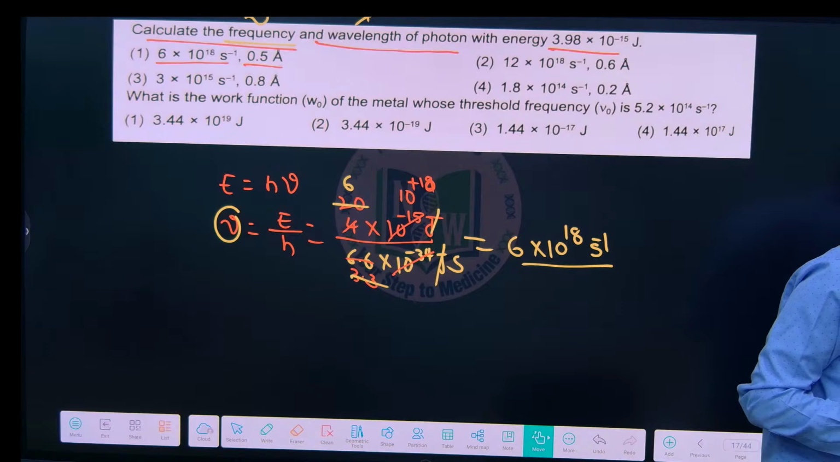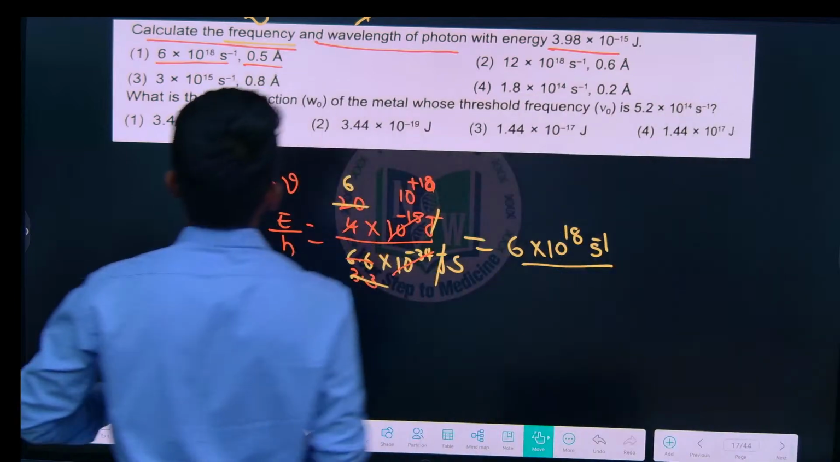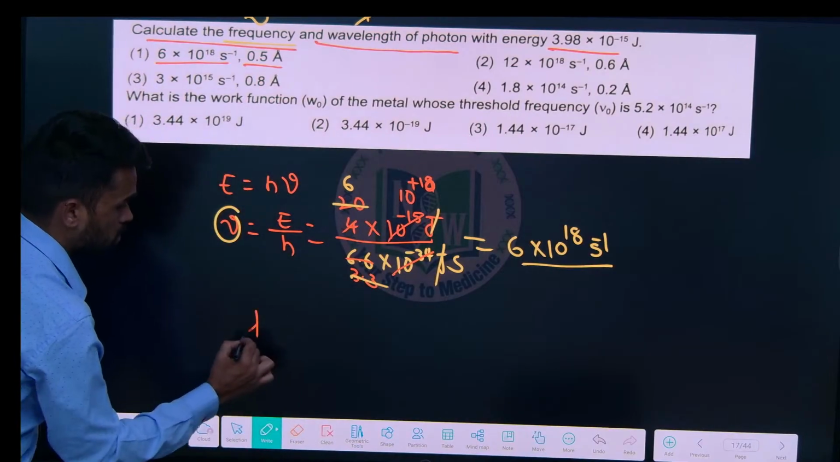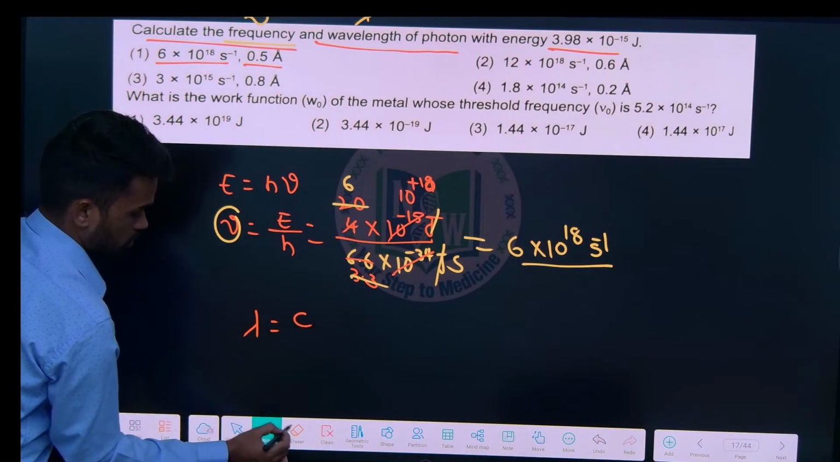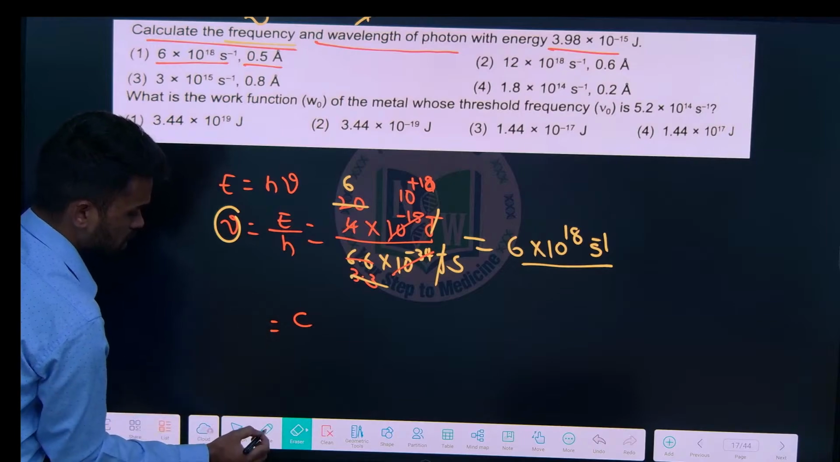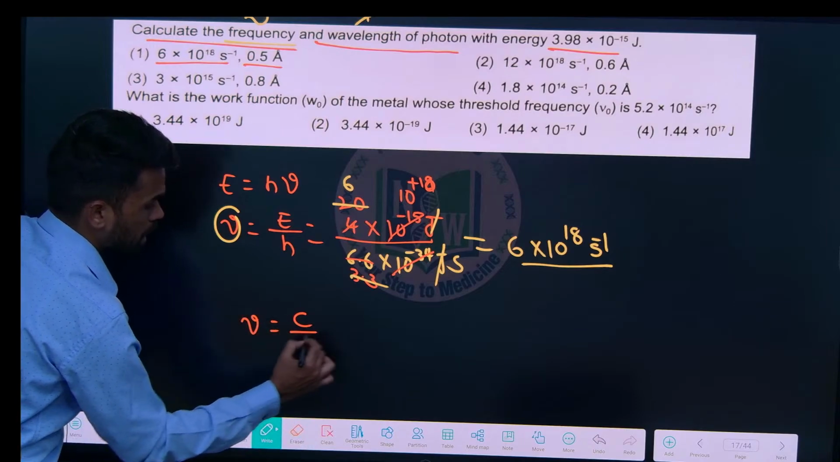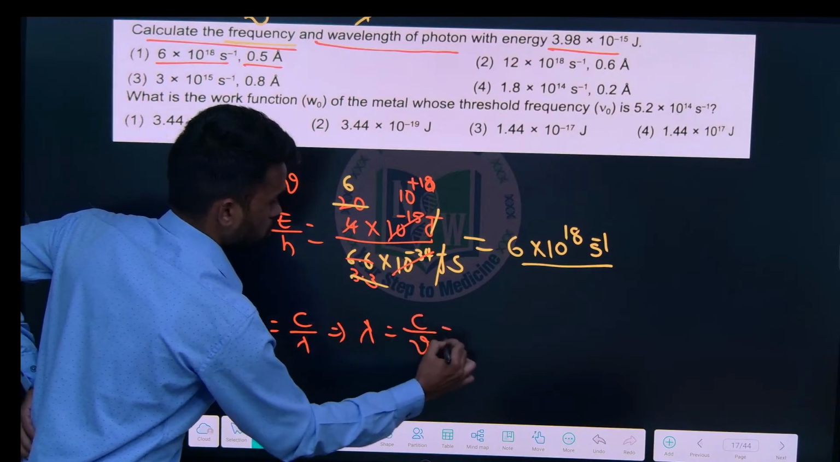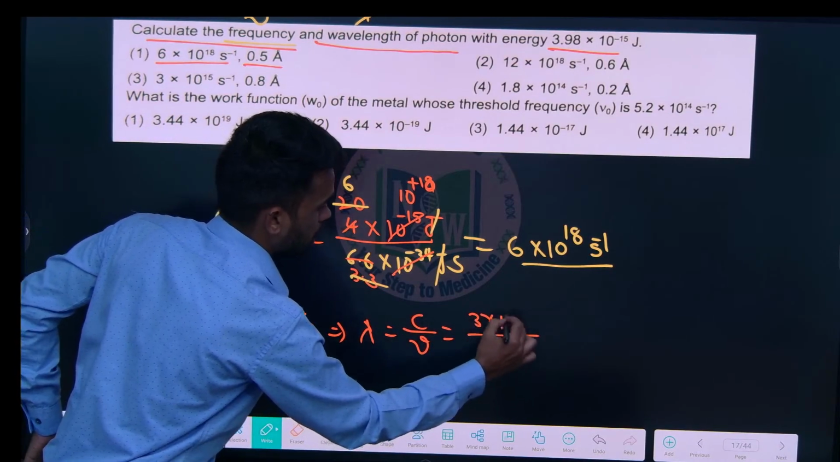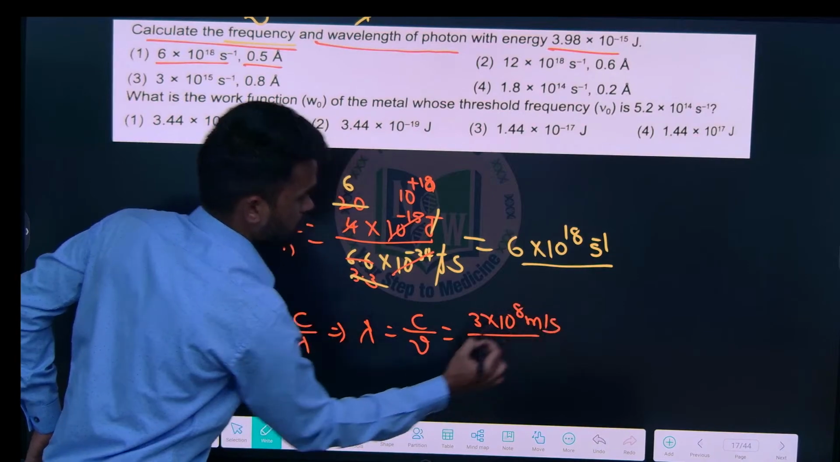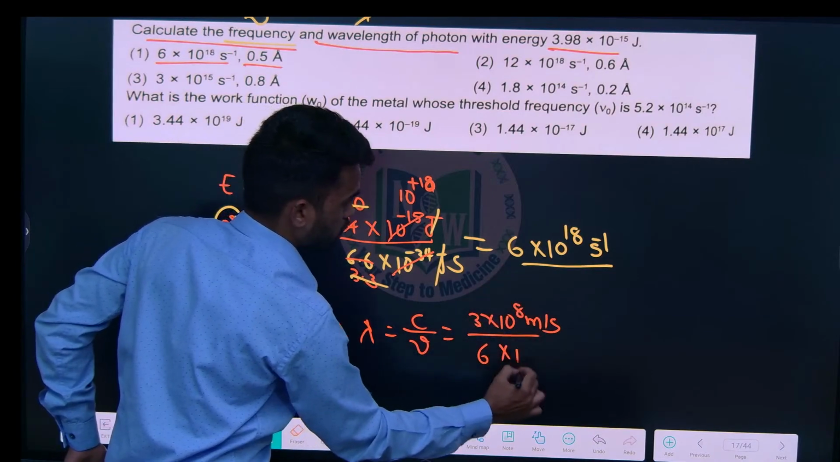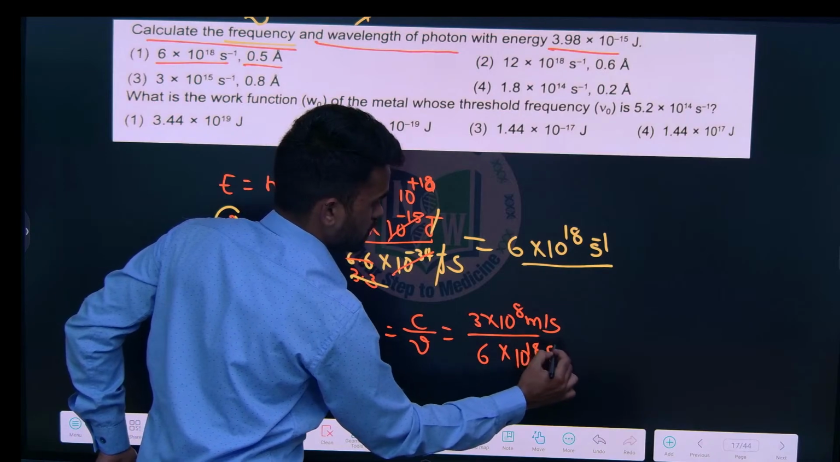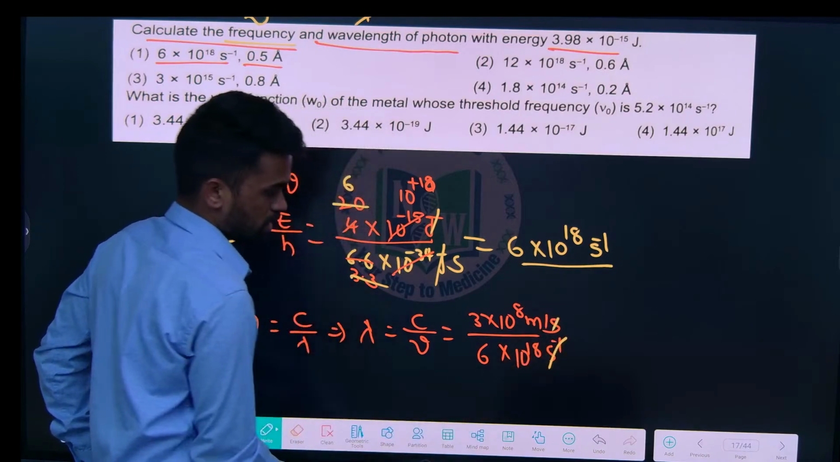0.5 into 10 power minus 10, which is 0.5 angstrom. Yes, 0.5 angstrom. How can we do this? See, frequency means C by lambda. So lambda can be written as C by nu. So this is 3 into 10 power 8 meter per second and frequency is 6 into 10 power 18 second inverse. So second inverse is removed.